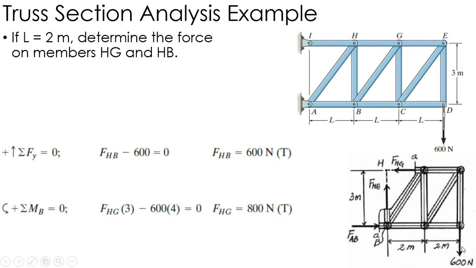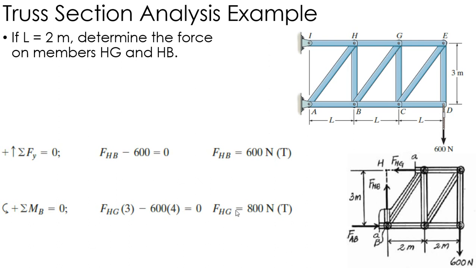Okay. Then I have this 600 Newton force. That's 4 meters over. That creates a negative moment, so I have 4 times 600 negative. The only unknown is FHG. I solve for that and get 800. It's a positive answer, so that's also in tension. My assumption was correct. Okay, so make a cut through 3 members.